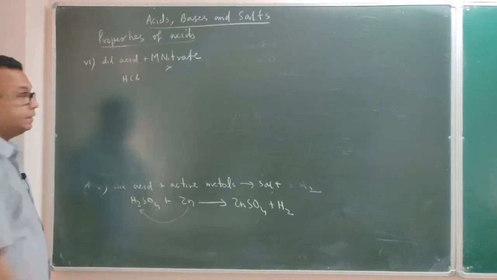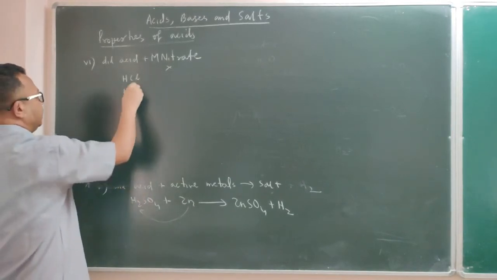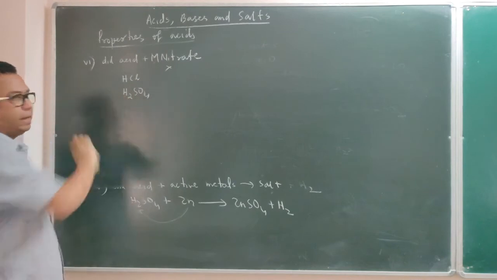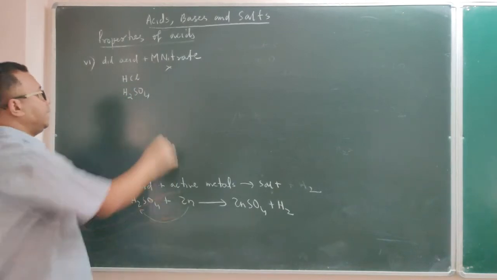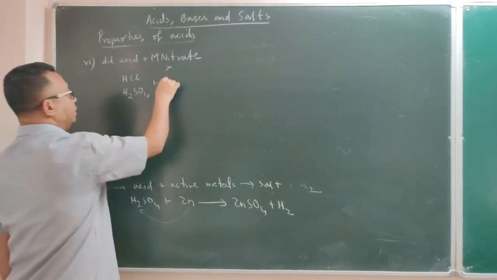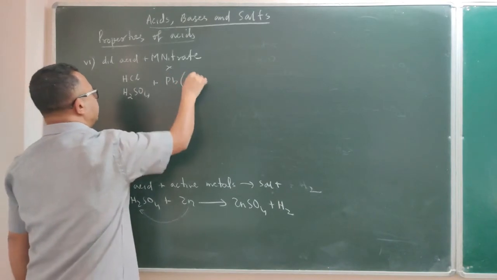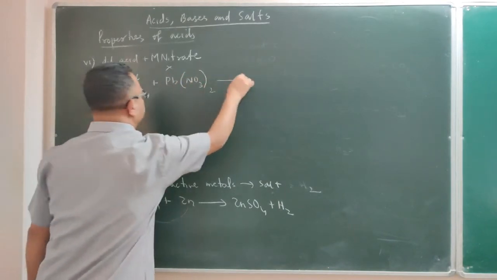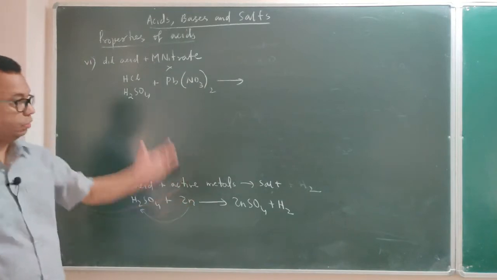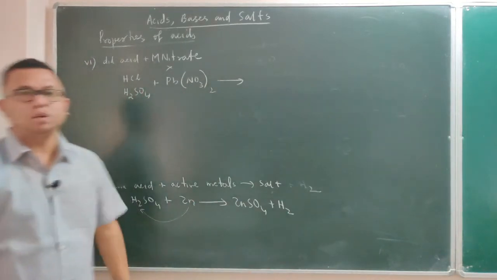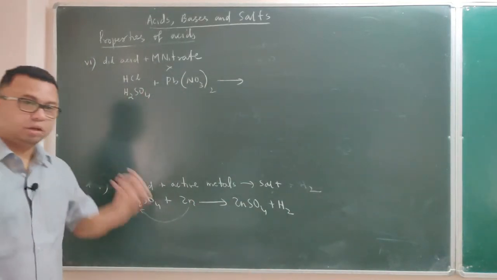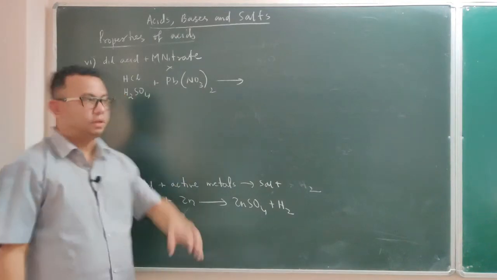HCl, that is hydrochloric acid, and sulfuric acid. Here I am talking about dilute hydrochloric acid and dilute sulfuric acid reacting with one nitrate, that is lead nitrate. You will understand this reaction better when you do salt. You will see that in salt there is something called insoluble salt. How to know which salt is soluble in water and which is not, you will understand it better.